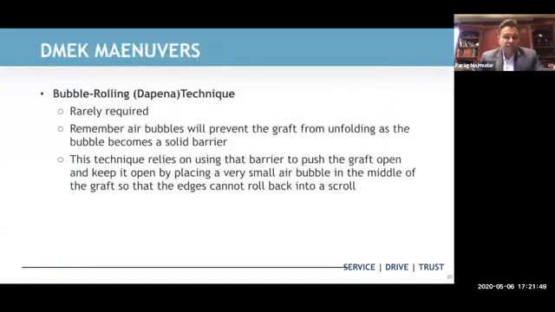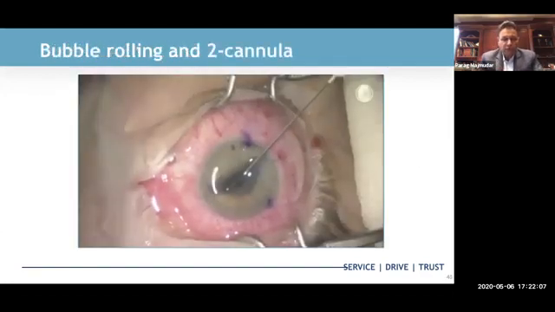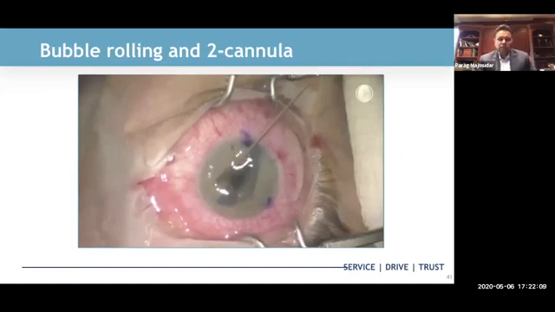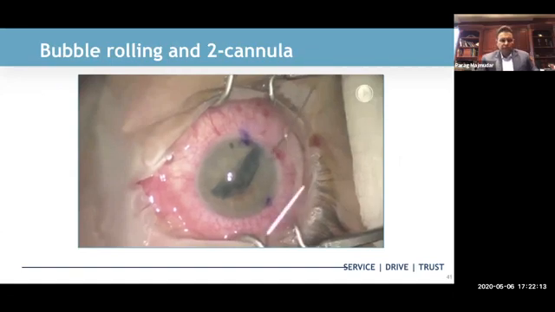This is a technique from Isabel de Pena, which is called a bubble rolling technique. And as I said, the bubbles will prevent the graft from unfolding because it's a solid barrier. But what this technique relies on is using a small bubble to push open those leaflets of the graft so that it can't scroll back on itself. This is not something that I have to use very often, but look how the one side of this graft is wide open. The other side is a very tight scroll.